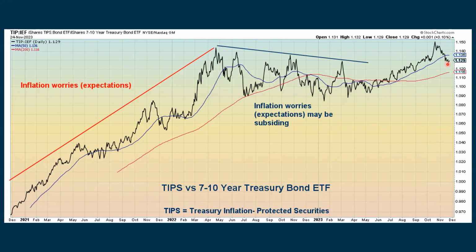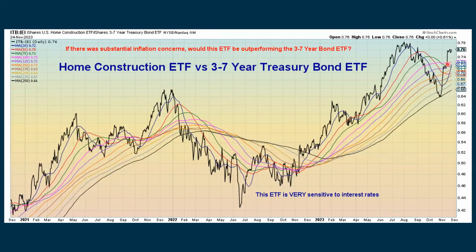And so they want to lock that in for 7, 8, 9, 10 years. Then we look at home construction, which is a very heavily interest rate influenced area of the market. If interest rates were going to be going up, we would not be seeing the ratio between the home construction and the bond ETF going up like it is. Now, it was really screaming higher, and then we saw some problems with interest rates, so it started to come back down, but now it's starting to go back up.